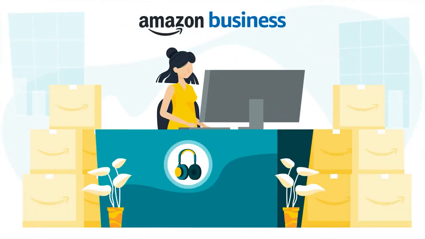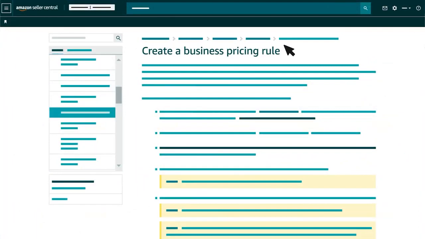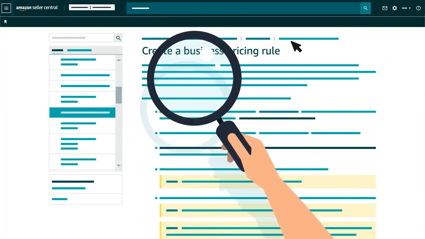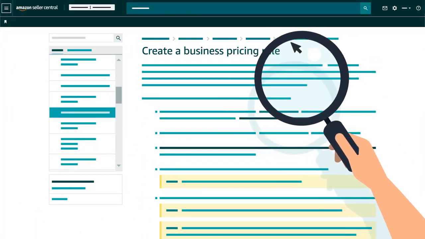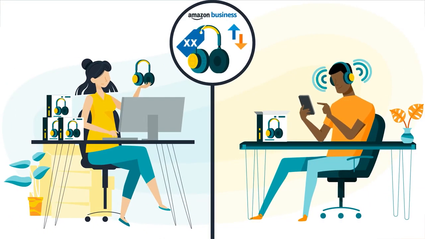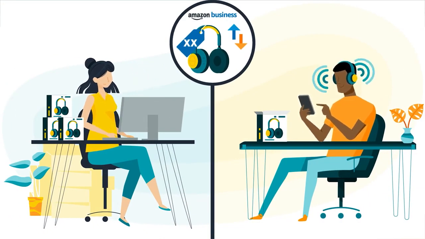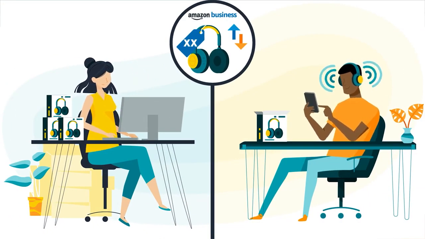If you're an Amazon business seller, review the Create a Business Pricing Rule help page in Seller Central to learn how to automate business price updates based on changes you make to your consumer prices.